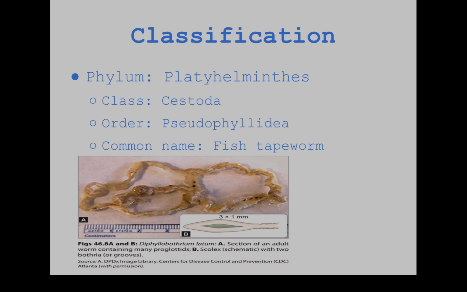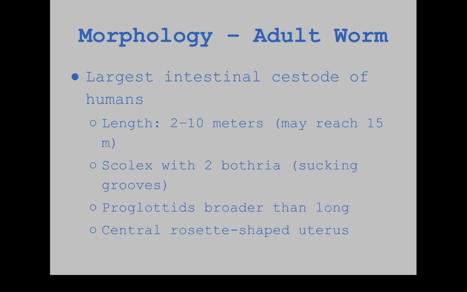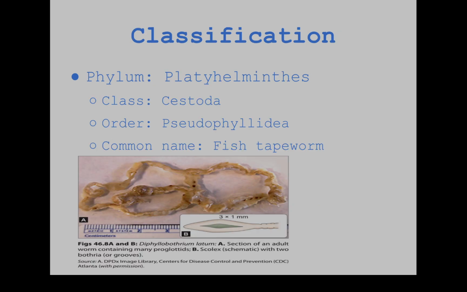Coming to the classification, it belongs to phylum Platyhelminthes, class Cestoda, and the order is Pseudophyllidea, and the common name is fish tapeworm. In this image you can see Diphyllobothrium latum. This is the largest intestinal cestode of humans. You can see how large this is.